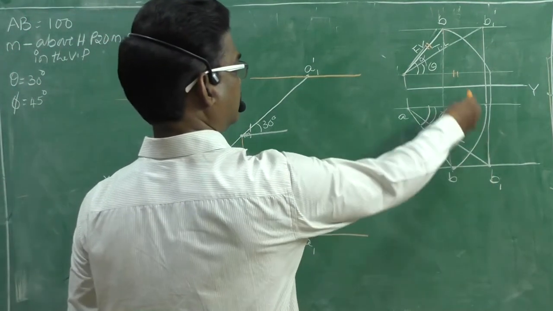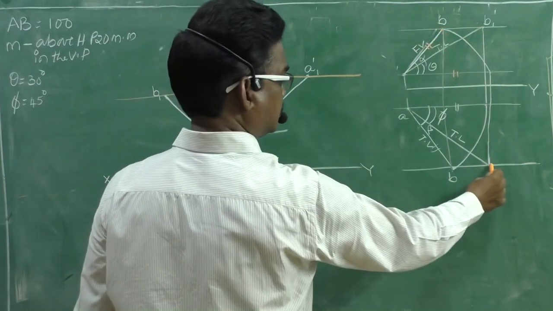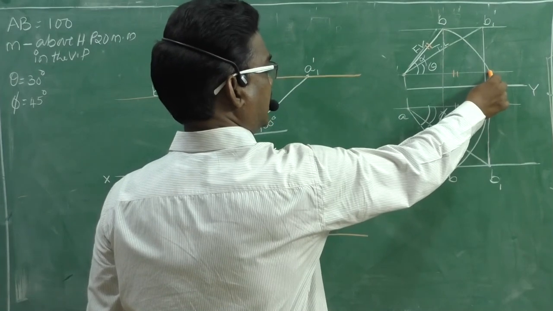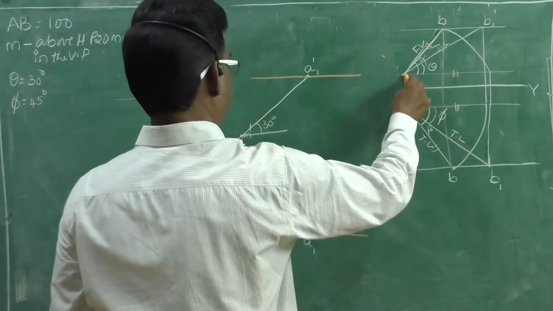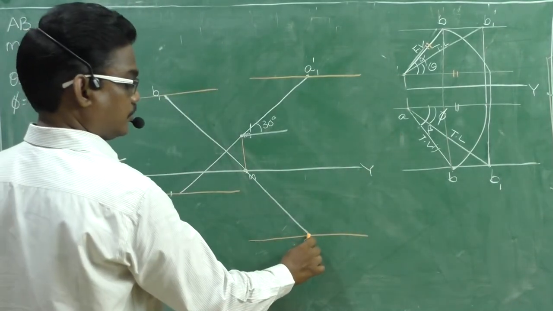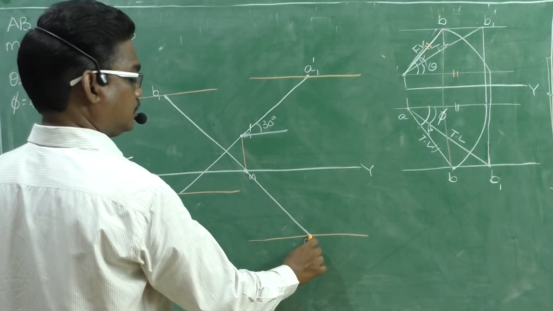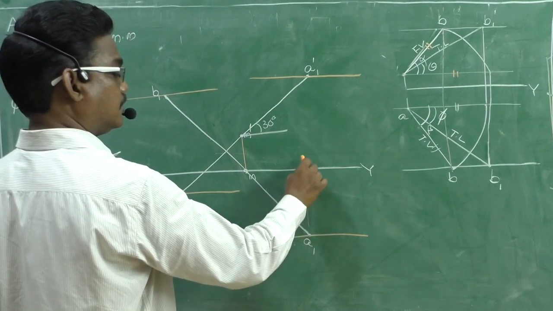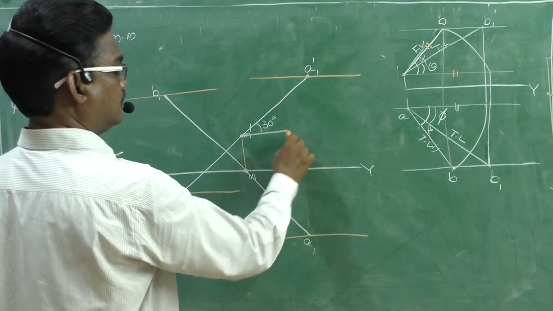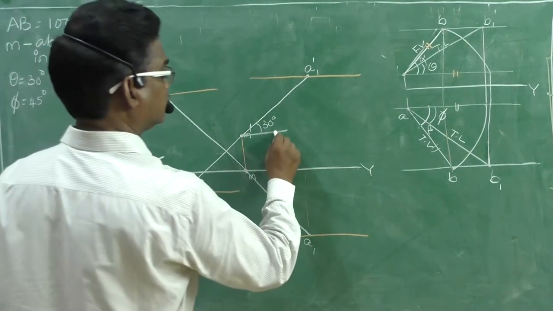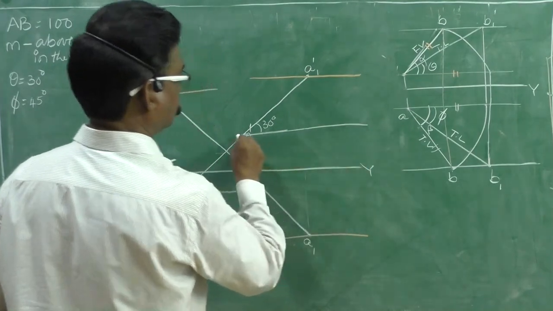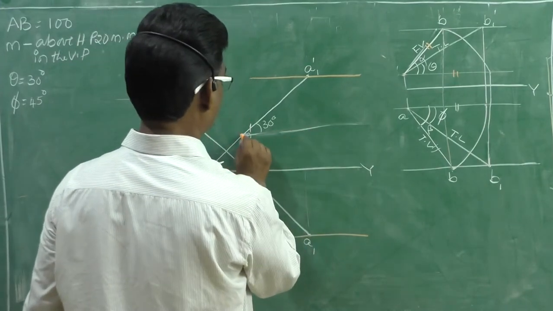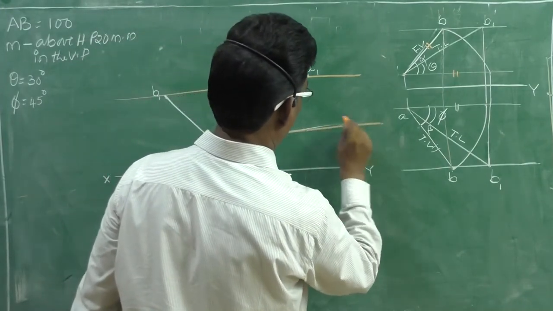To draw the front view, project the true length from the top view up to a horizontal line which is passing through the fixed point. Here, this is the moving point in the top view. We need to project it up to a fixed horizontal line. Okay, this is the horizontal line, which is passing through the fixed point in the front view, right?